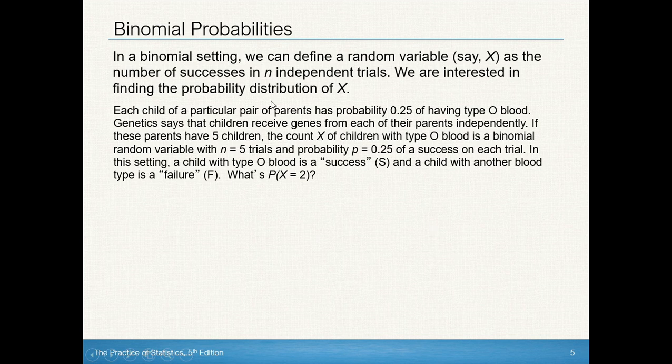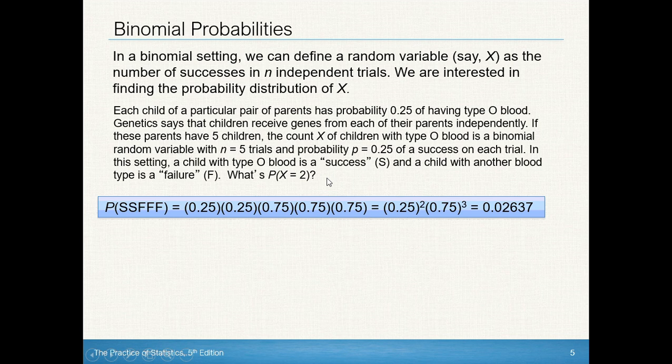Look at this example. Each child of a particular pair of parents has a 25% chance of having type O blood. Genetics says that children receive genes from their parents independently. So if these parents have 5 children, X will be the number of type O blood children they have, with N being 5 children, and an independent, fixed probability of 0.25 each time. What's the probability X equals 2? Well, here's what we've got. If the first 2 kids had type O and the other 3 did not, then there's a 25% chance for the first 2 kids and a 75% chance for the next 3 kids, which could be written more succinctly like this. Multiplied out gives you this number.